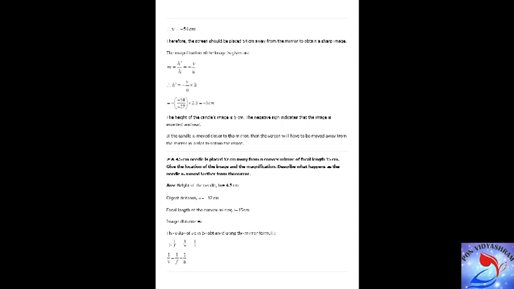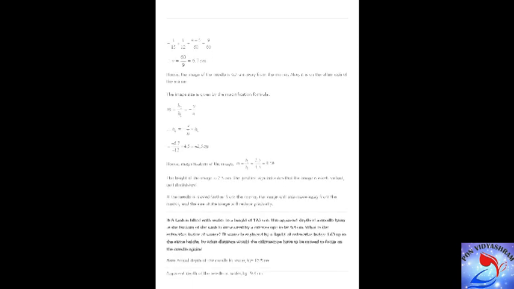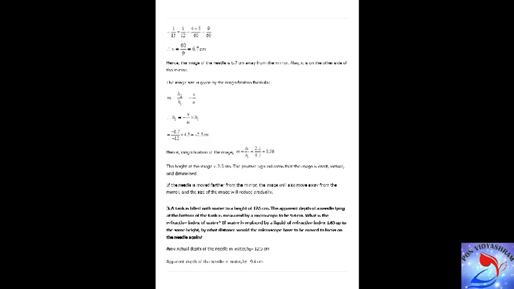So 1 by v will be equal to 1 by f minus 1 by u. Now we'll substitute the values of the object distance and focal length. When you substitute the values for the focal length and object distance, 15 centimeter and 12 centimeter, and if we take LCM, we will get the image distance as 6.7 centimeter.